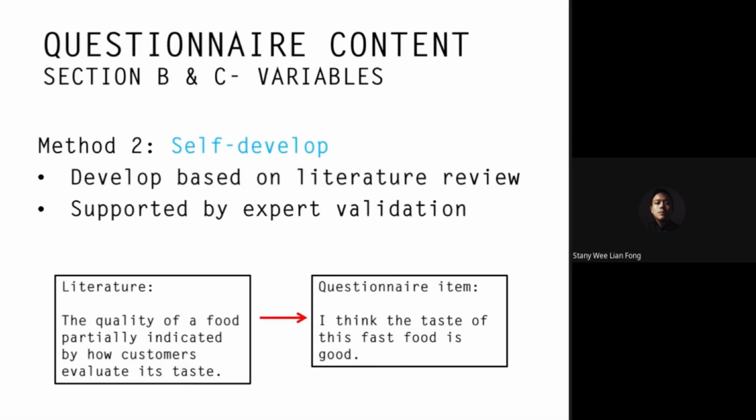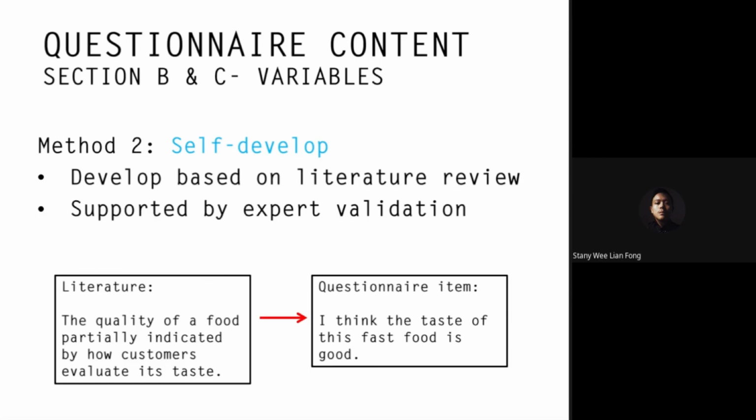And the second method is called self-develop. Self-develop is a situation where usually a researcher will have problems finding existing items for their variables. So what they have to do is develop questions based on the literature review. A student can look back into their chapter 2 literature review and identify points or elements that can help to measure the variables that they intend to measure in the questionnaire.